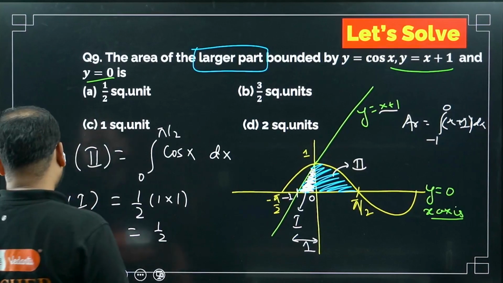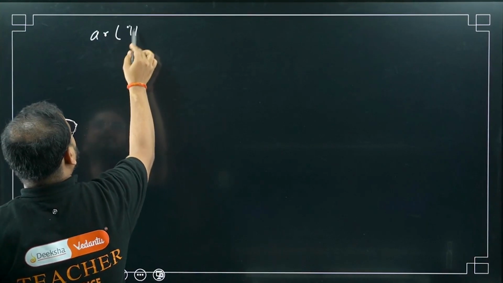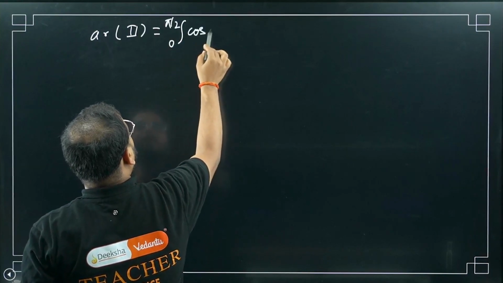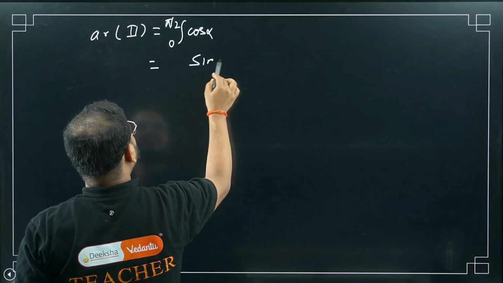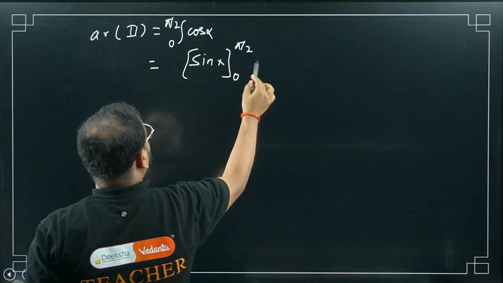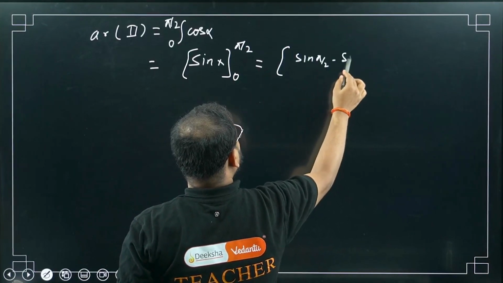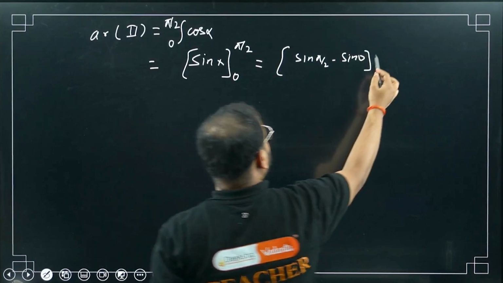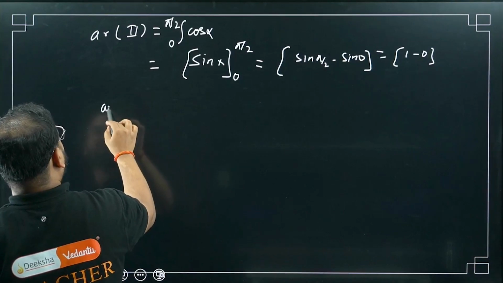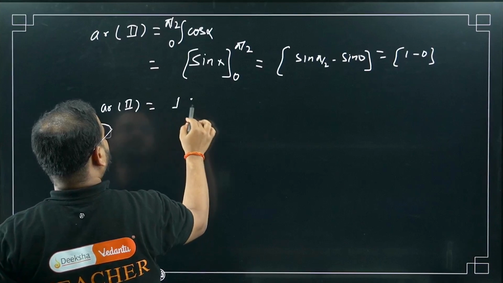Now area of the second part. So area of second part is what? Area of second part, I can write it as integral of cos x, which will become sin x, from where to where? From 0 to pi by 2. How much is that? Sin pi by 2 minus sin 0, which is simply 1 minus 0. Yes or no? So area of part 2 is 1 square units.